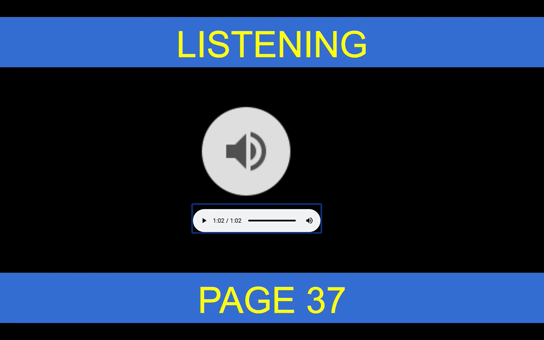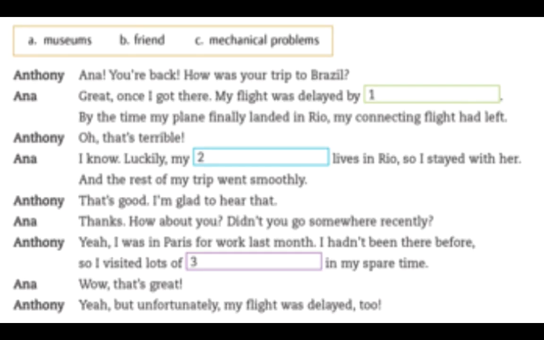Okay, so Anthony and Anna had a problem when they were traveling. And they are talking about their travel experience. So some bad travel events. So let's see, Anthony and Anna. So Anthony is the man first. Anna, you're back. She was traveling. How was your trip to Brazil?